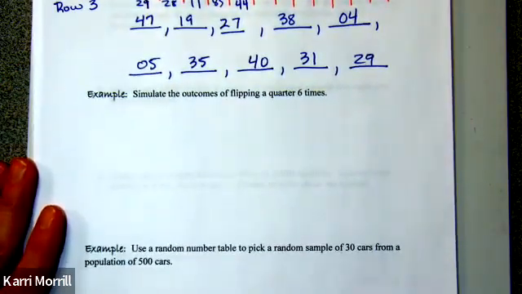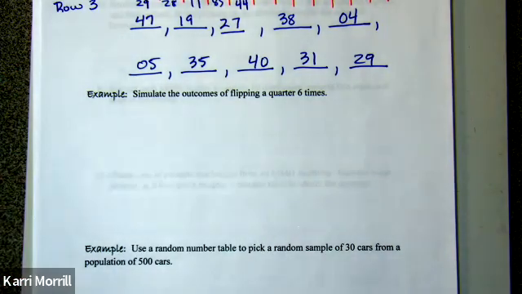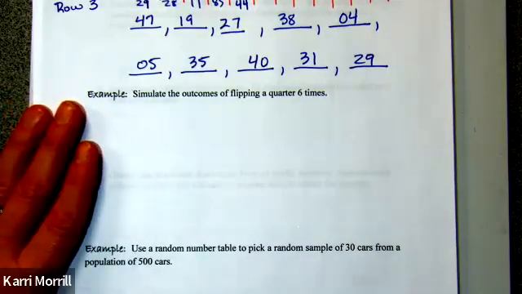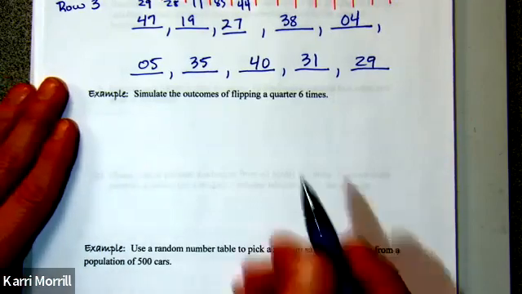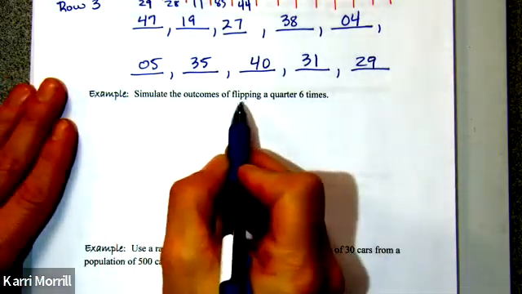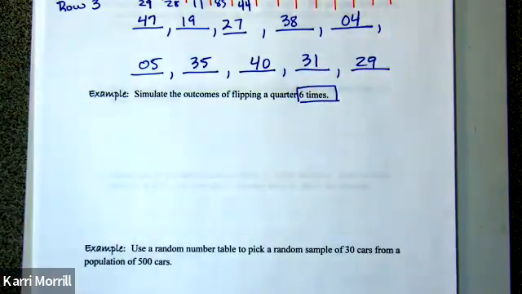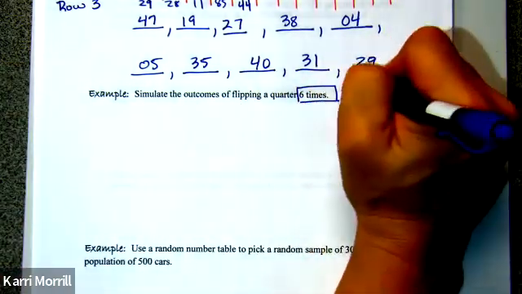So it says simulate the outcomes of flipping a quarter 6 times. And so we can still do this with a random number table. So it says simulate the outcomes of flipping the quarter 6 times. That's how many times that you're going to do it. So that's a 1-digit number, right?